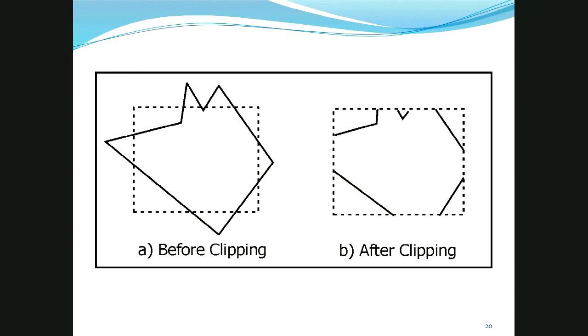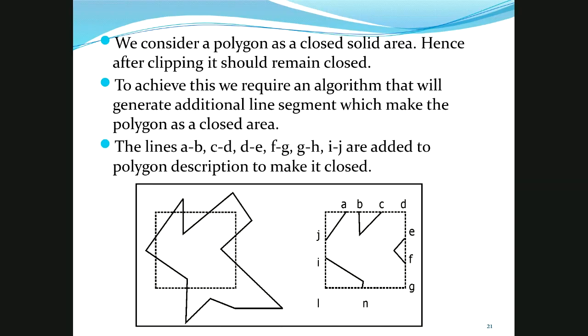Then here is another example. When you consider a polygon as a closed and solid area, after performing the clipping, maybe sometimes it is closed, maybe sometimes it is open. So this is one of the main examples of performing clipping using a closed polygon. So for example, see this one.